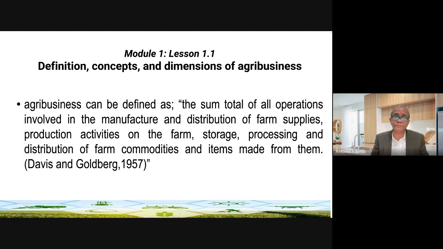In other words, as you manufacture and distribute inputs or farm supplies, you produce something and then either you store it and sell it to relevant markets, or you process it for more value addition, and then you distribute it again to your relevant customers and other items made from it. That's the definition from Davis and Goldberg in 1957. And true enough, that actually delineates the various parts of agribusiness.